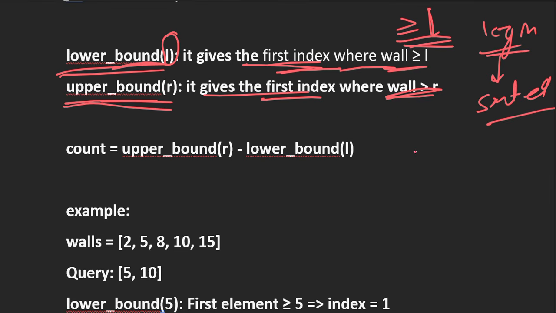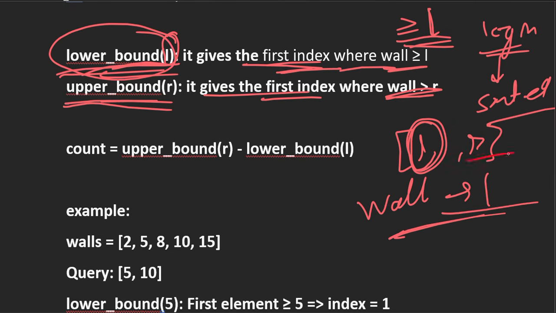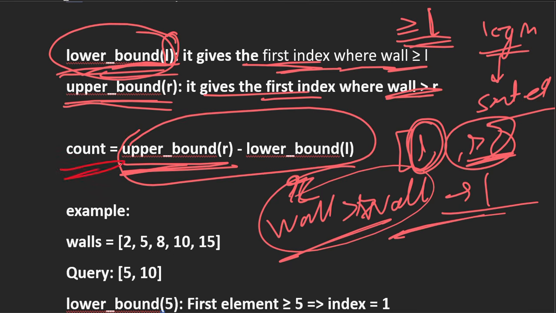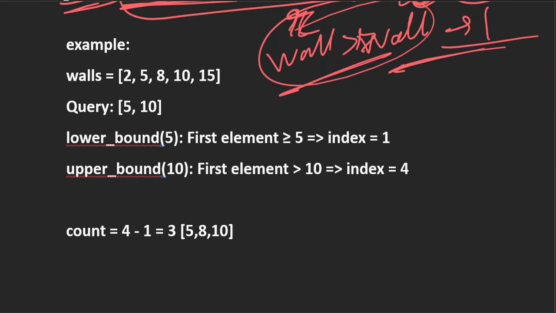So to find the number of walls in the range L to R, we need the first wall which is present at L. Lower bound of L will give us that index, right? And similarly for R, we want the first index where our wall is greater than position R. That is what upper bound will give us. So subtracting lower bound from upper bound, we get the count of the number of walls present in the range. Let's see an example to get it more clearly.